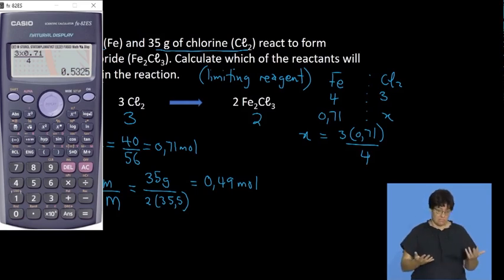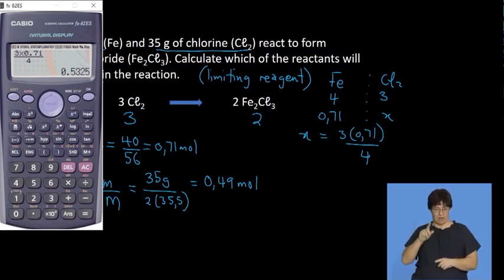In other words, for all the iron to react, we need 0.53. But how much chlorine do we have? We've got 0.49. Then it means all the iron will not react, because we can't have 0.53 reacting with 0.49. In other words, we have less chlorine.